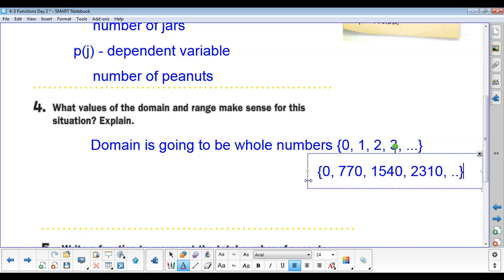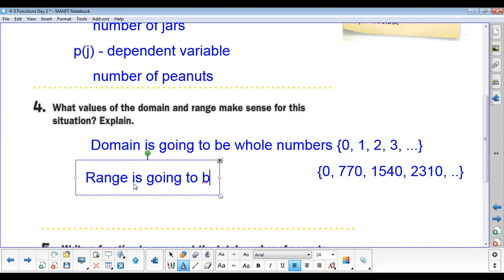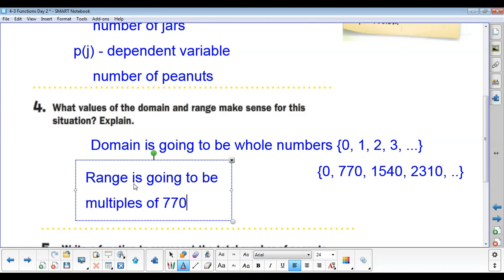So what does that mean in terms of my range? It means that the range is going to be multiples of 770. I'm not going to end up with anything like 50 or 1,000. It has to correspond to my domain.